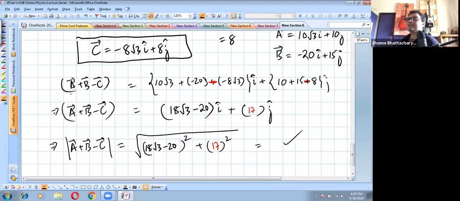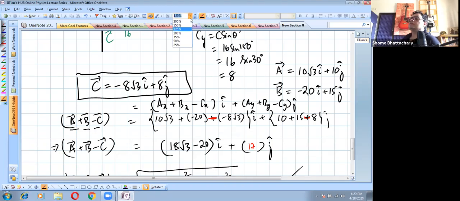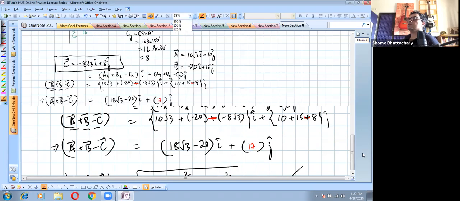See, it is this because it is A plus B minus C. So what we have to do here is we have to do like this. For this value, we have to do AX plus BX, but minus of CX. Similarly, AY plus BY minus of CY. Because on this side we are doing plus minus. So AX is 10 root 3, BX is minus 20, but CX is minus 8 root 3. So I'm just minimizing this for you people to quickly go through.